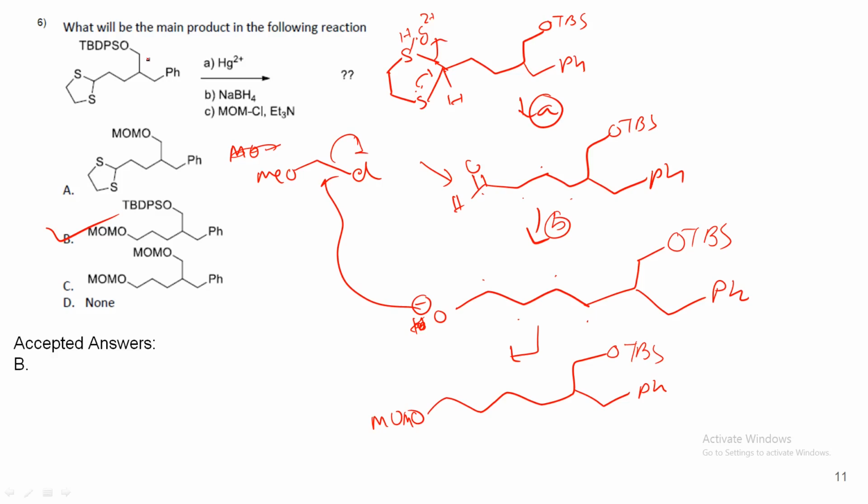That's why it is not being protected. So it's not correct, and Hg2+ should be protected first. So that's how you can easily solve this, and this should be your answer.